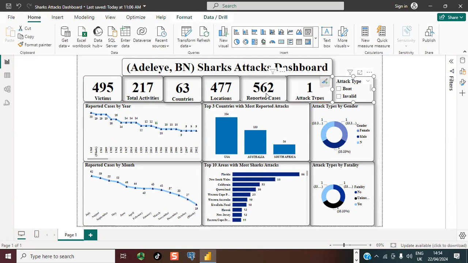So you can see again, whenever I change the slicer, information on the dashboard changes immediately. And the top 3 countries for those who had provoked attacks are the USA, Australia, and South Africa. Again, you can see that every statistic here also changed accordingly.